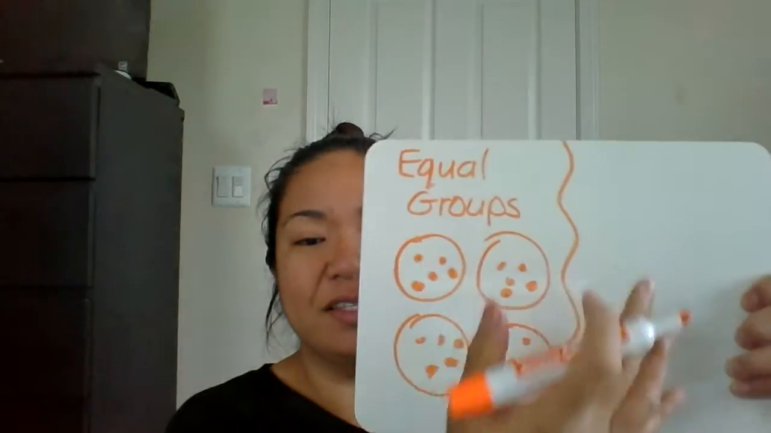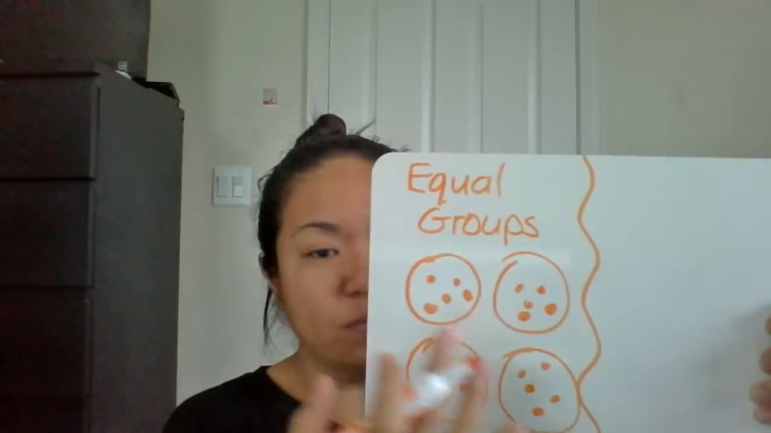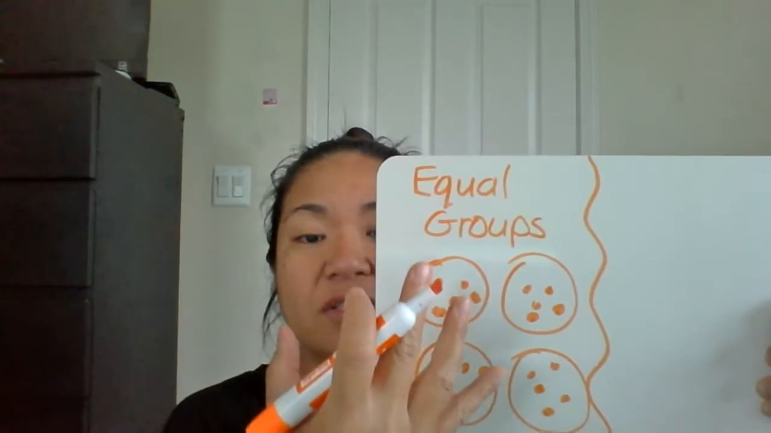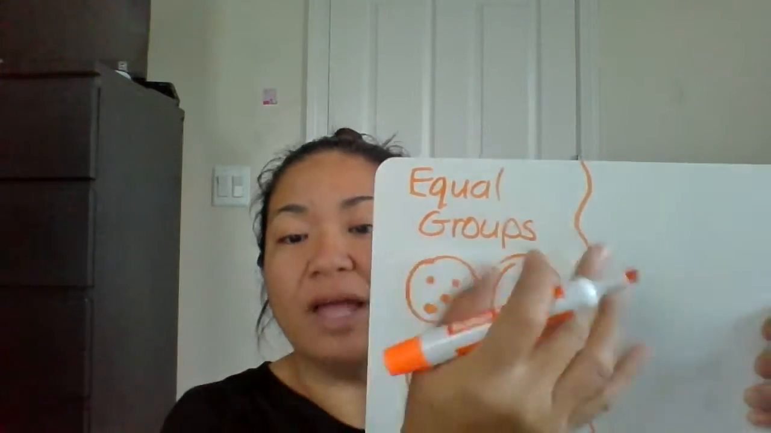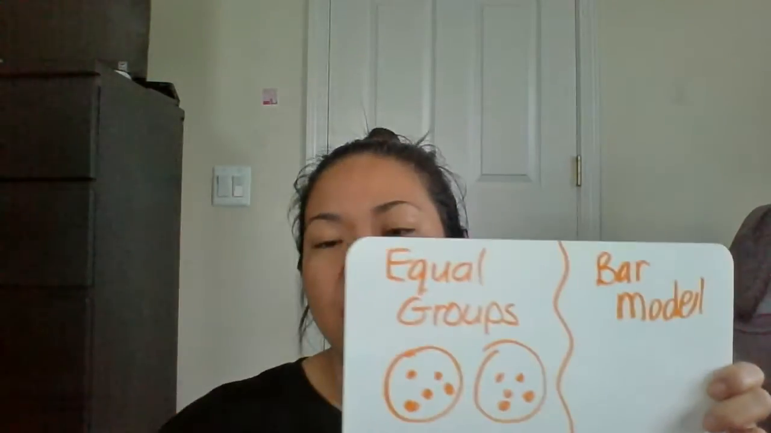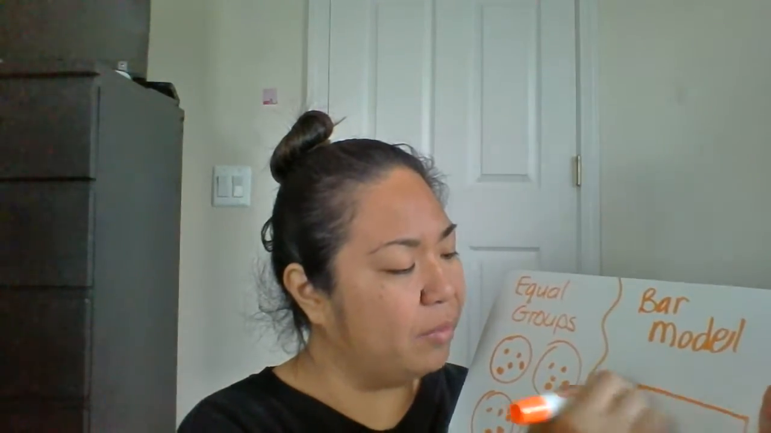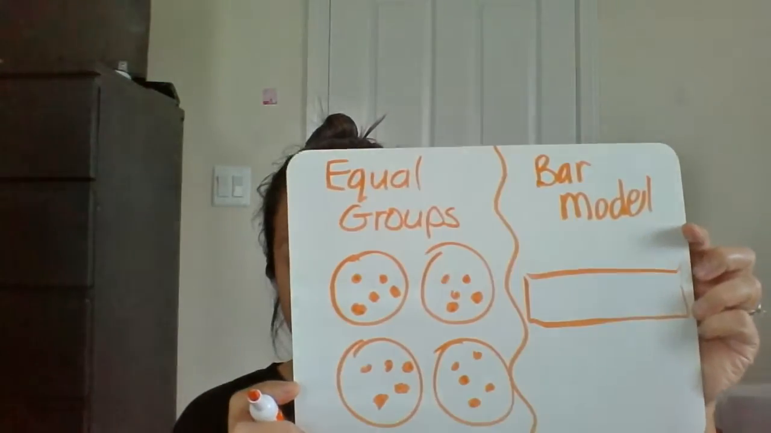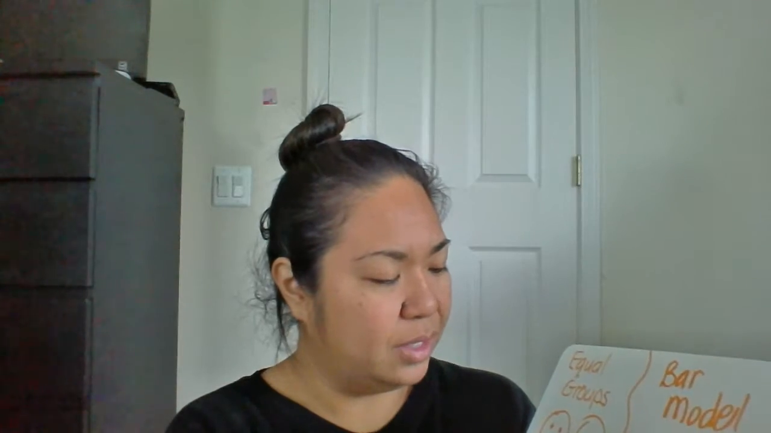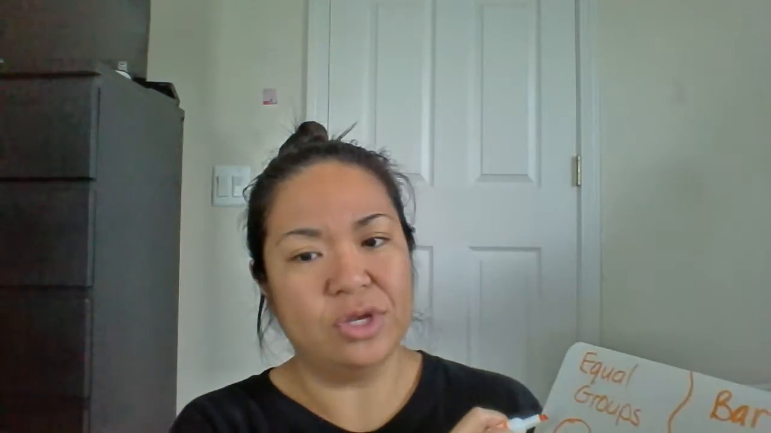Now we're going to take the same thing. Remember, multiplication is just like division. So I'm going to take these equal groups and make the bar model. And it's very similar. Remember, I have 4 rows, 4 circles. So when I make my bar model, how many squares will I have? You're right, I'm going to have 4, right? 1, 2, 3, and 4.